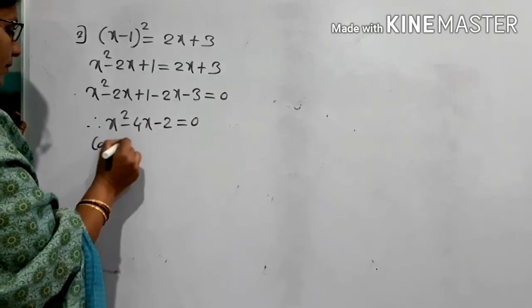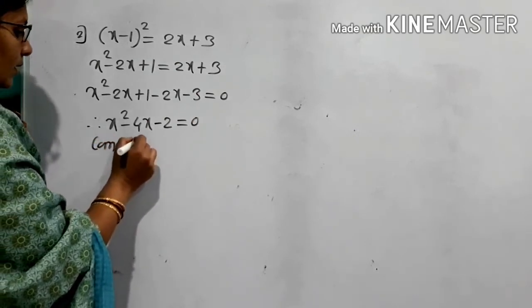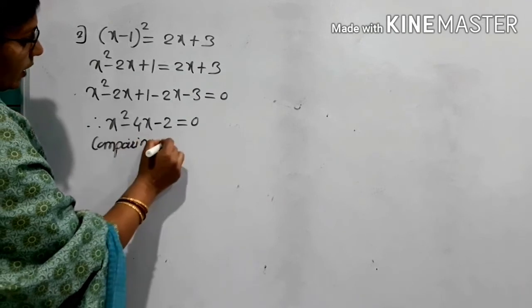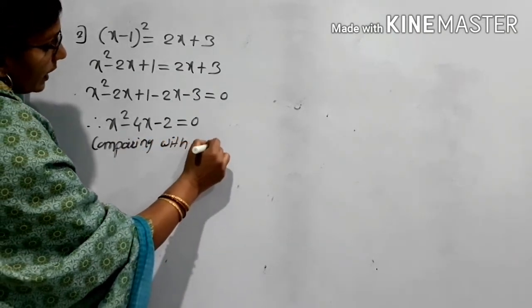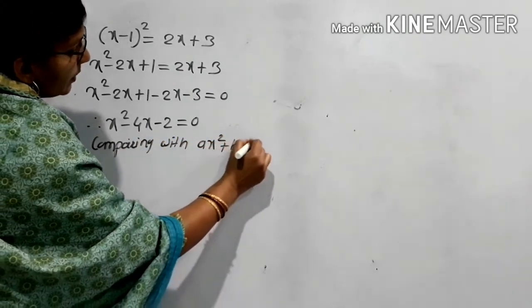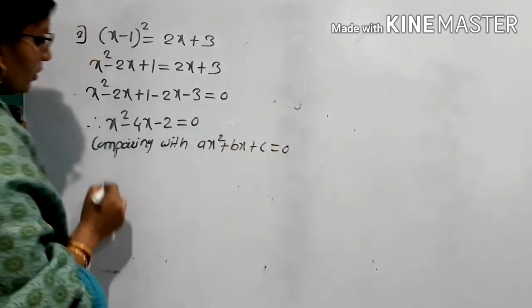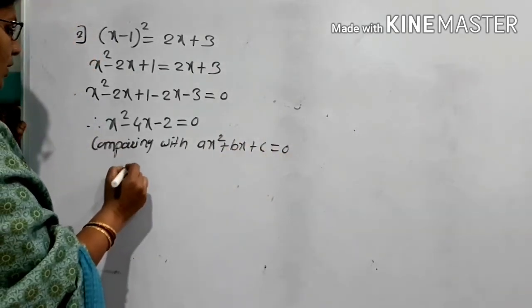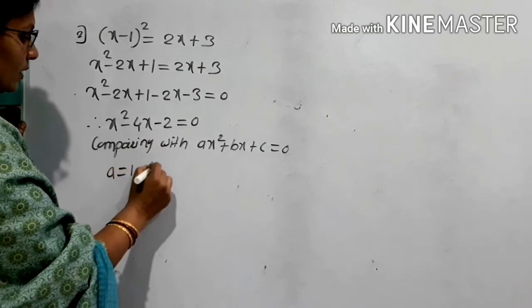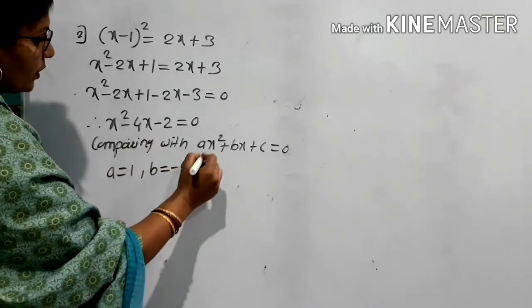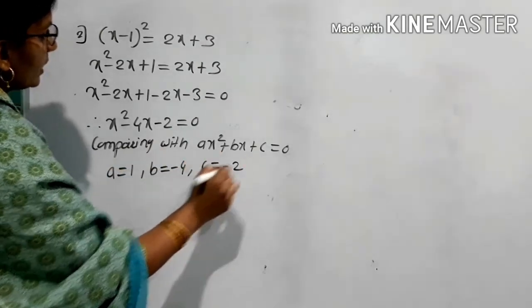Comparing with ax square plus bx plus c equal to 0, we have a equal to 1, b equal to minus 4 and c equal to minus 2.